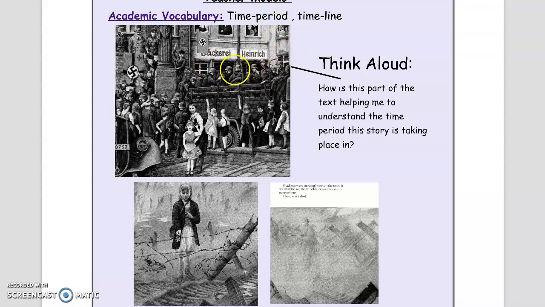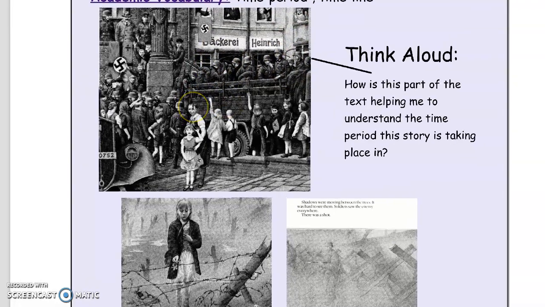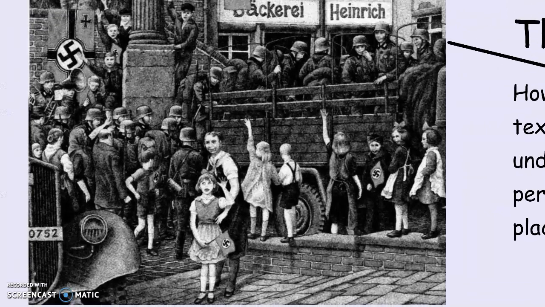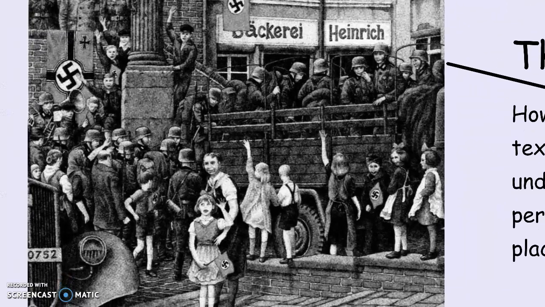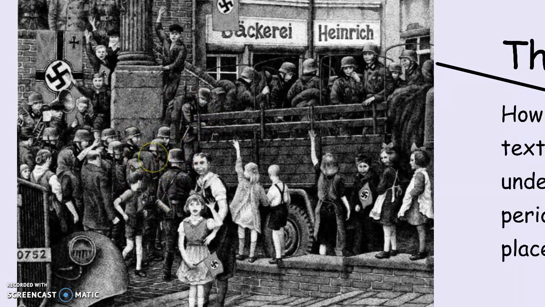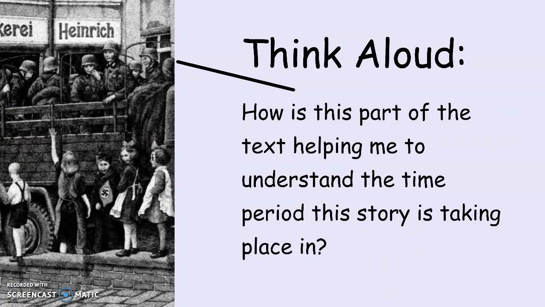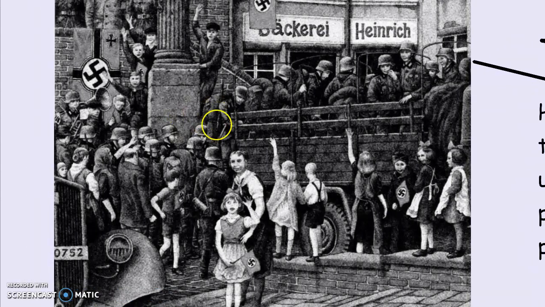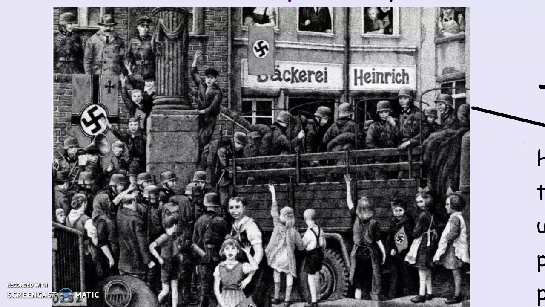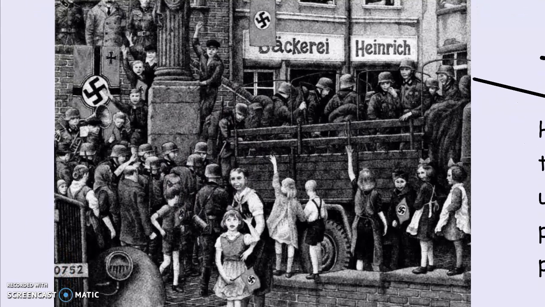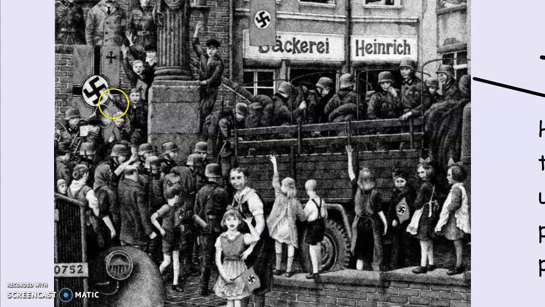So first, I'm going to go to the beginning part of Rose Blanche, right here. And this is happening at the very beginning. I'm going to analyze what's happening in the text. I'm going to ask myself, how is this part of the text helping me to understand the time period that the story is taking place in? So we know that the story of Rose Blanche takes place during World War II. We know that this happened during Hitler's Nazi reign, and we see the Nazi symbol in these pictures here.